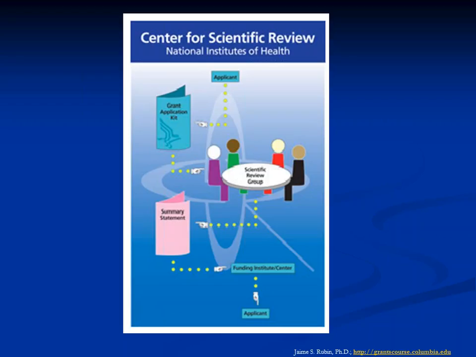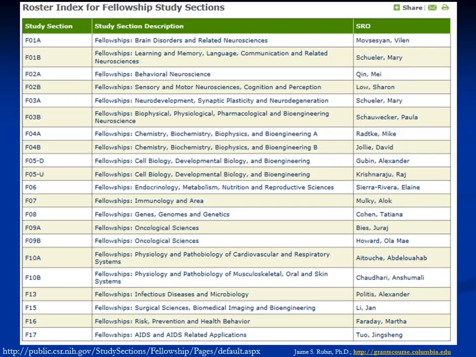And this is just a listing of all of the different study sections. And hopefully your grant will end up in the appropriate study section. You'll see that the study sections begin with their numerical ID, and those beginning with the letter F are for fellowships. And there's F01A, F01B, and so forth, all the way through to F17. This is a listing of the fellowship committees that one can find on the web.